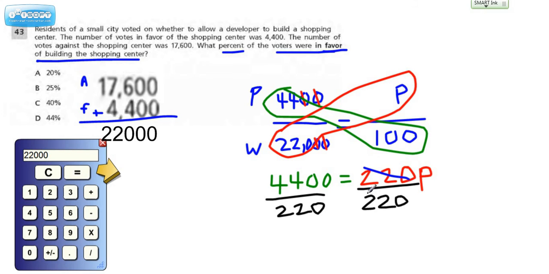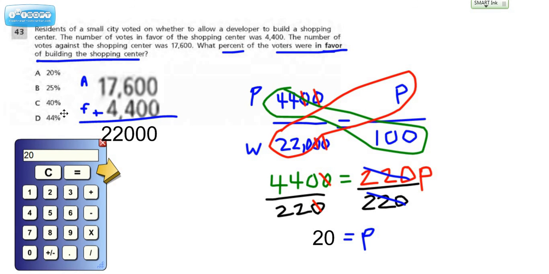This will all cancel out, and we'll have P on this side. If it's easier, I prefer to get rid of the zeros. So essentially what we've just done is we've reduced it by dividing both of these by 10. So really what we have left here is 440 divided by 22. And since we have a calculator, let's go ahead and pump those numbers in. 440 divided by 22. Just be careful when you cross out zeros to not put in the wrong value. And we get 20, and that's the percent.